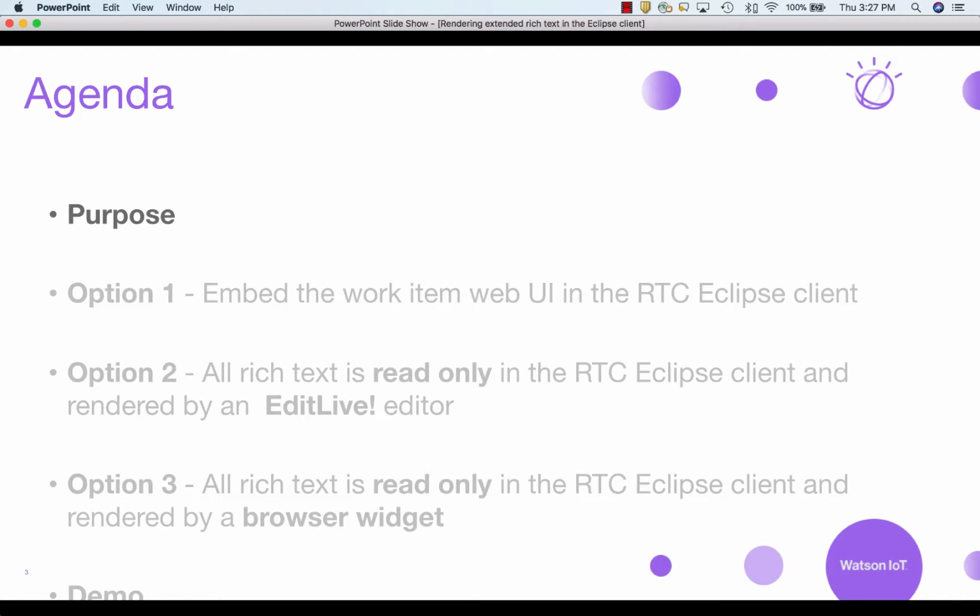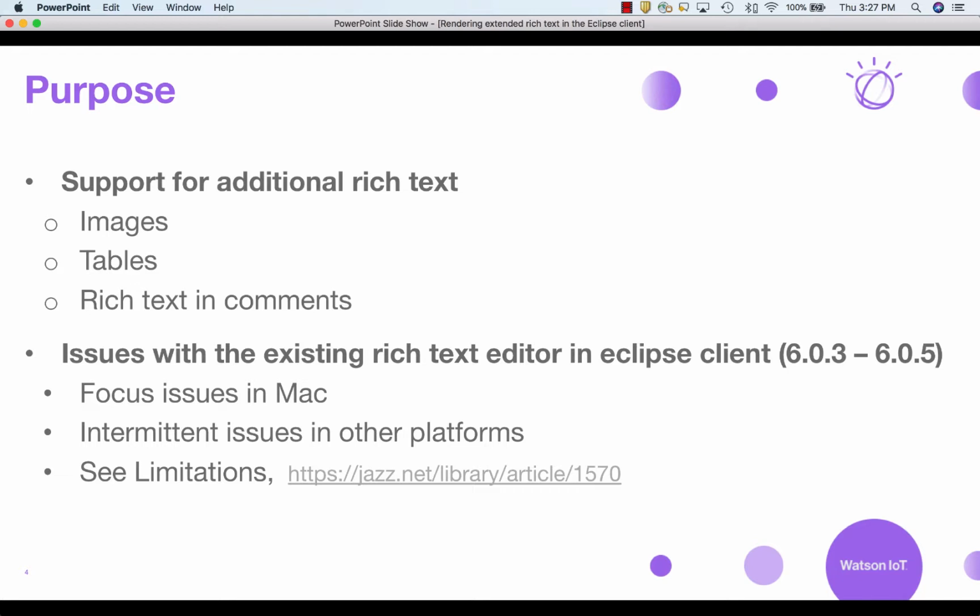Let's first begin with the motivation for this feature. The first one being the numerous customer requests we get to add additional rich text such as images, tables, showing rich text in comments, etc. The next one being issues with the existing rich text editor in Eclipse client, which was delivered in 603. Some of the issues are focus issues in Mac, intermittent issues in other platforms, and a bunch of limitations which is published in the limitation article shown here.